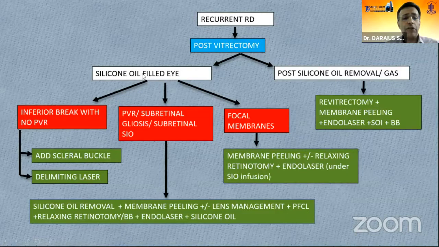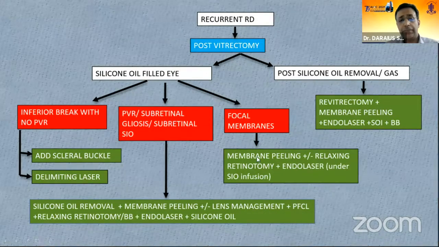But if we have a silicone oil filled eye, then there are certain options we have. If there's only an inferior break with no PVR, we can just add a scleral buckle, or if it is peripheral, we can add a laser. If there are focal membranes, like we discussed, then you can do membrane peeling under oil or a tiny relaxing retinotomy, which Dr. Dilraj said, for the localized area.